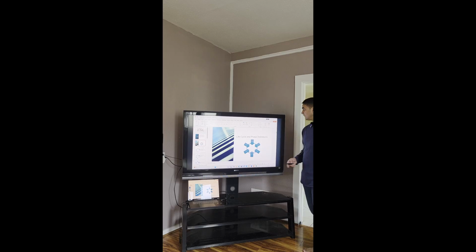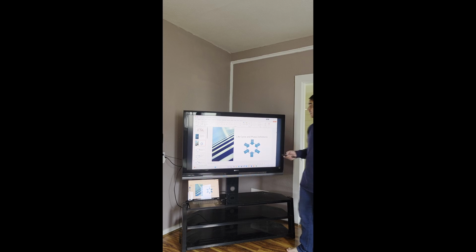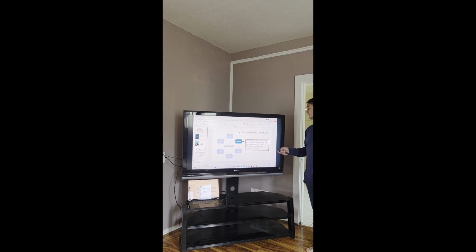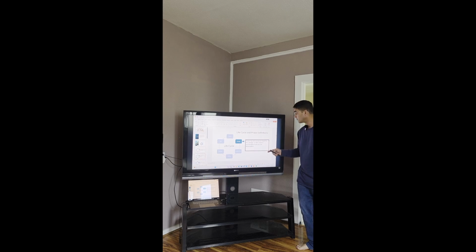The life cycle and phase definitions. So the life cycle is feasibility, design, build, test, deploy, and finally close. Let's take a closer look at some of these. So the feasibility phase looks at things to determine if the business case is valid and if the organization has the capacity to deliver the intended outcome. Design is the plan and analysis that leads to designing the project's deliverables that will be deployed.